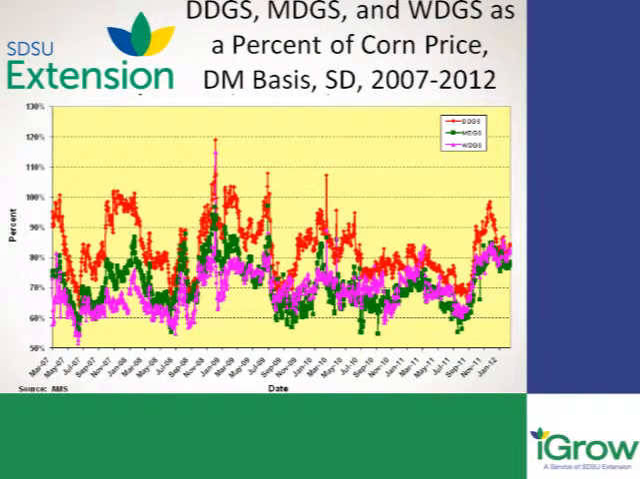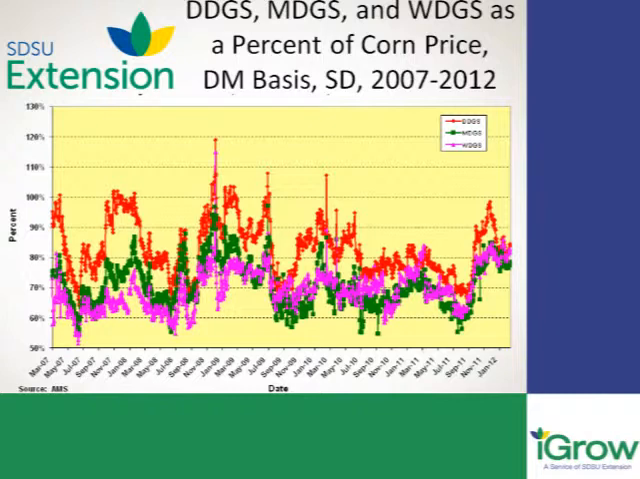All right, this next graph is really kind of a busy one, but I think one of the most important ones too. What it does is compare the price of wet distillers grain, dry distillers grain, and modified wet distillers grain to the price of corn. But I've done this all on a dry matter basis. So all the corn prices and all the distillers grain prices are on a dry matter price basis. And so now we're comparing them on a percentage basis relative to the price of corn.